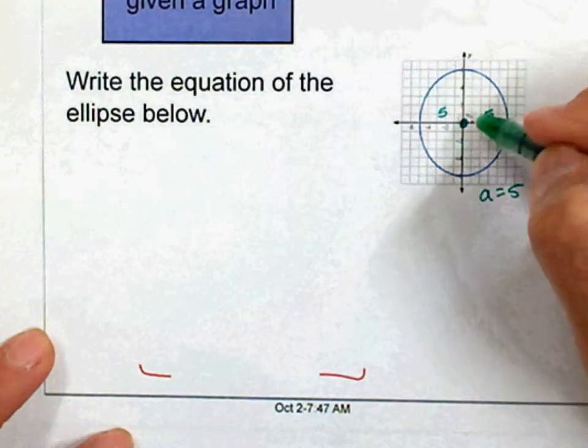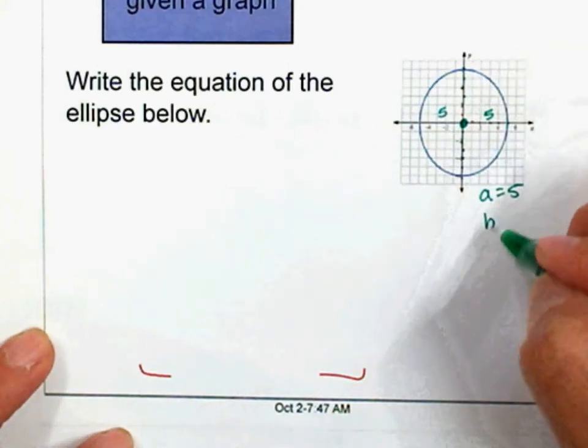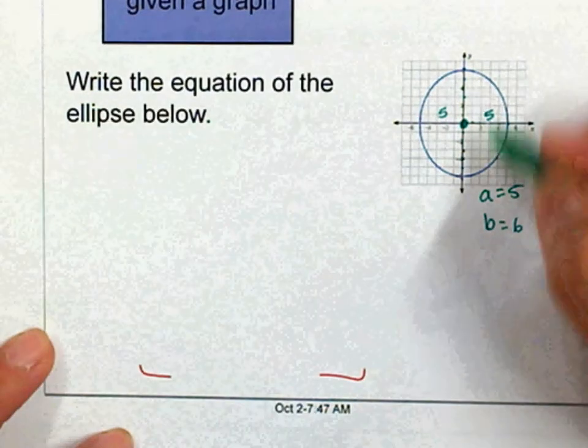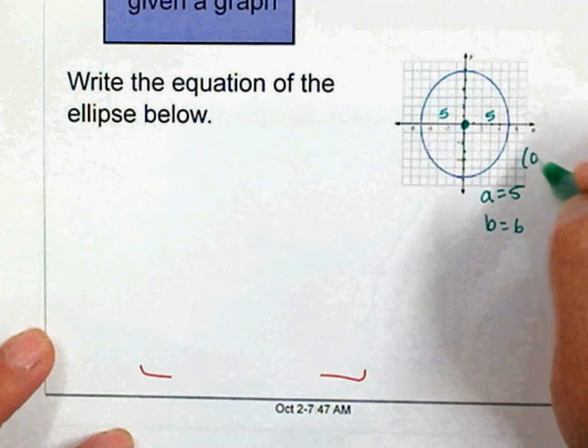What is your B? 1, 2, 3, 4, 5, 6. And B is a 6 because B goes on the y-axis, A goes on the x-axis. Okay? So my center is 0, 0.